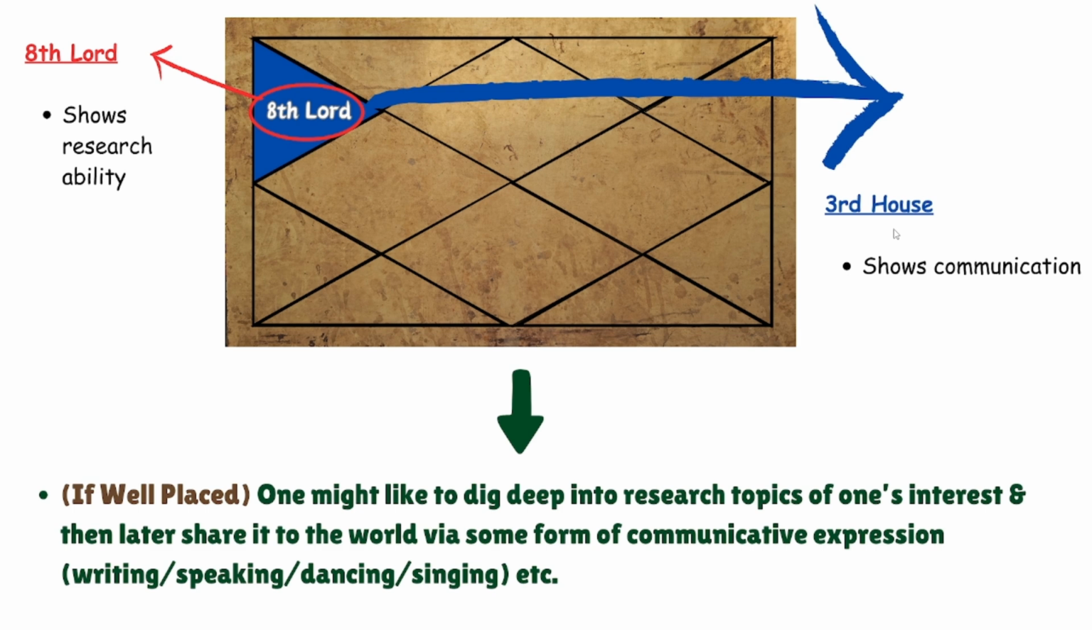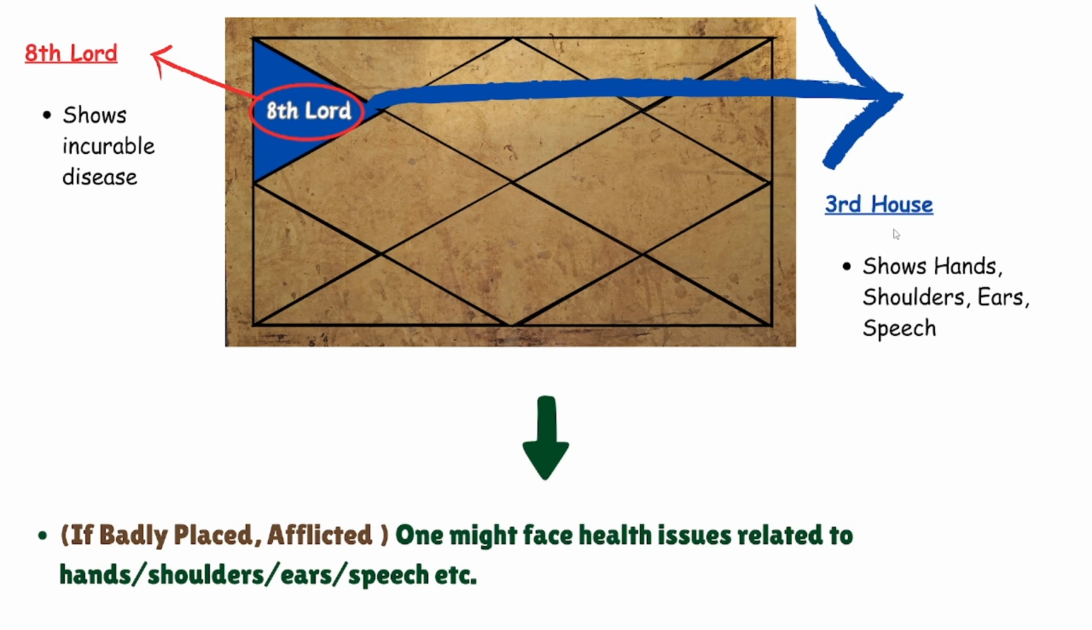So, first a person researches about those topics and then shares it with the world. This is the gist of this placement. Now, eighth lord shows incurable diseases, and third house shows the body parts, your hand, your shoulder, ears, and since it shows one's communication, we can also see speech from the third house. So, if this is badly placed or afflicted, then one might face health issues related to hands, shoulder, ear, speech. Okay, one might have hearing issues, stammering, speech defects, especially during the dasha period.